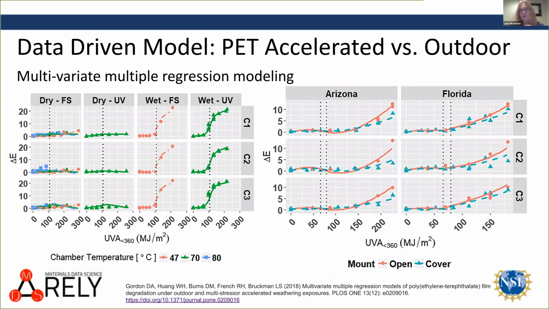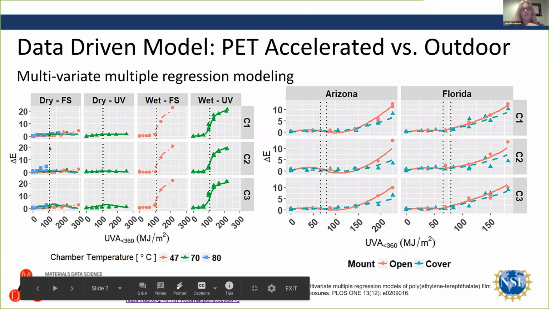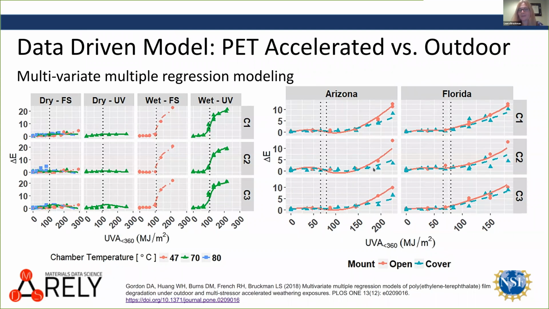These are more data-driven models of different types of PET. And here we're looking at accelerated versus outdoor. And we did dry full spectrum UV, wet full spectrum UV, and we also fleeted these out in Arizona and Florida. And what you see is that in PET, there is an incubation period in which we don't get a lot of color change. And then all of a sudden we see rapid color change in these wets. So this allows us to understand that mechanistically, something is occurring. And then once there's a certain buildup of a byproduct, then we can start forming yellowing. And this is only occurring under hydrolysis.